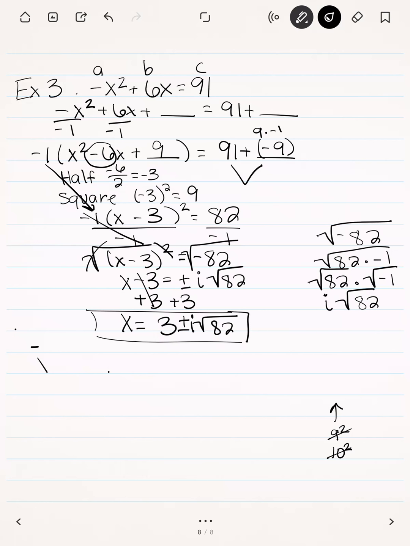You can also split it up as x equals 3 plus i radical 82 and x equals 3 minus i radical 82. Okay, so these also work. This would be a case where you can't factor, so you would have to complete the square or do the quadratic formula, which we will be learning about next week. So this is the video of completing the square when a does not equal 1.